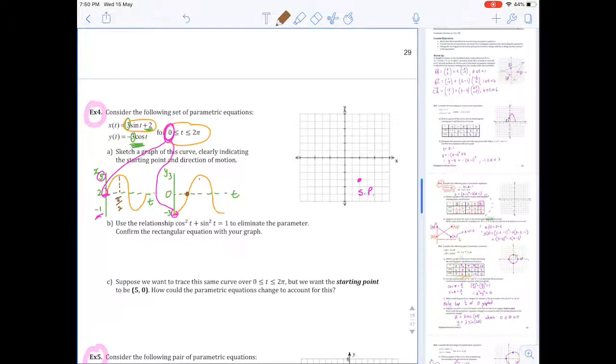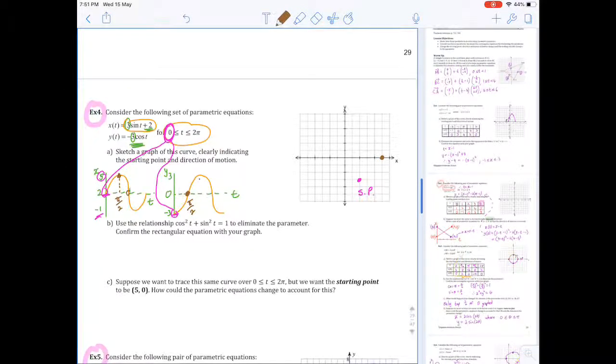At pi over 2, the x value has now reached its maximum of 5, and so that allows us to know that 1, 2, 3, 4, 5, we have then moved from our starting point to our maximum x value, and we can confirm that at pi over 2, of course, the numerical value of y is going to be 0, and that's confirmed by the point that I just plotted.